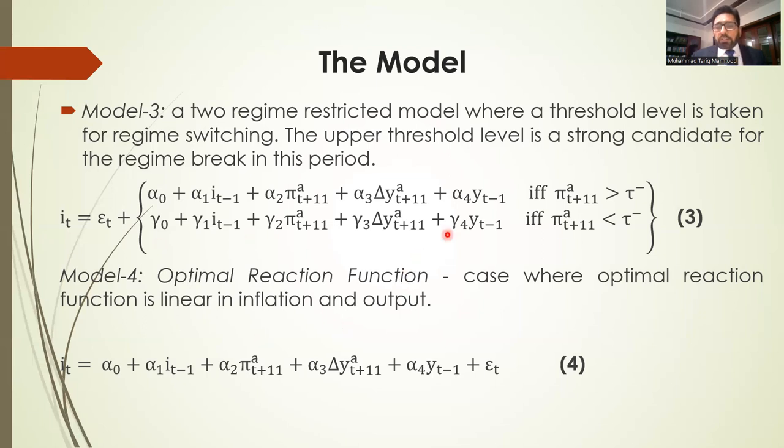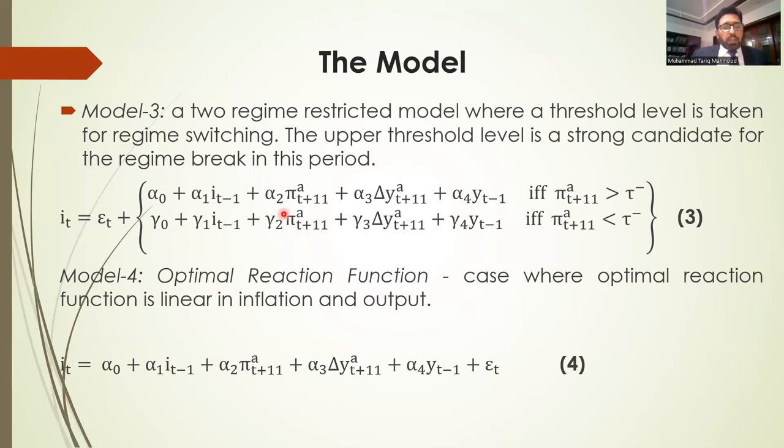For this period, the value of alpha 2 would be much stronger than gamma 2, the value for the period of low inflation below the upper threshold. So the value of alpha 2 is expected to be more than the value of gamma 2.